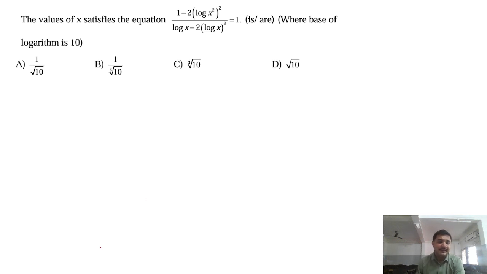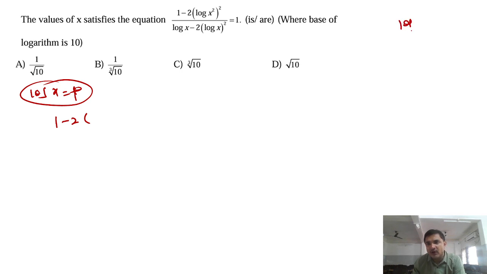Next question, everyone. Value of x satisfying this equation is equal to 1, where the base of the logarithm is 10. Yes, it is an easy question. We'll see. Say I'm taking log x is equal to t, base is 10, right? So in this equation, or instead I'm taking p. So what will I be getting? 1 minus 2. Okay, let me know what is log of x square. We can write it as 2 times log x, right?